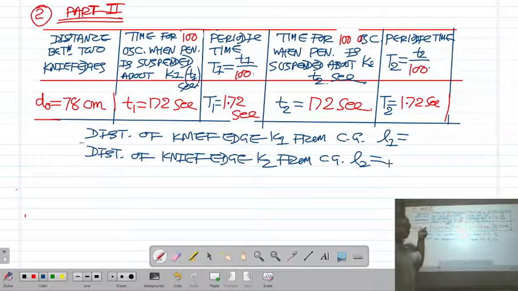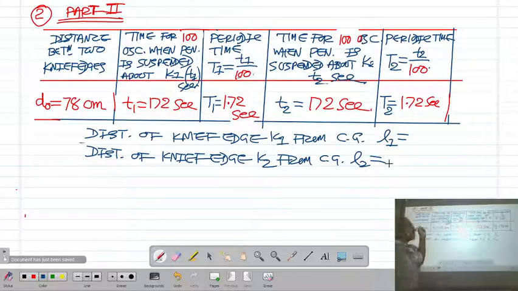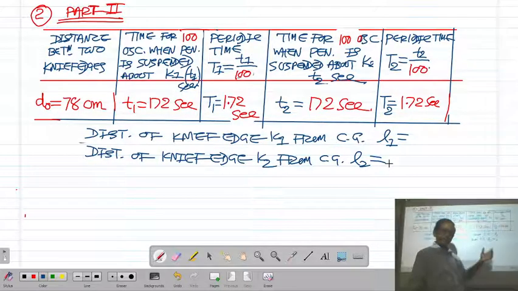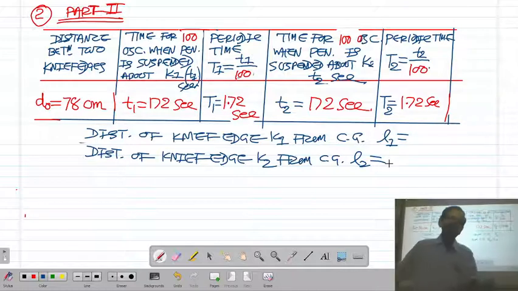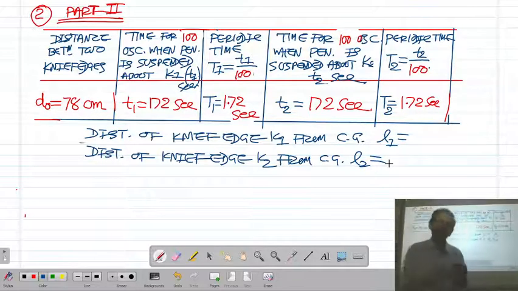Now, when the distance between knife edges K1 and K2 is 78 centimeters, you take the Kater's pendulum and put it on the horizontal knife edge. Put the Kater's pendulum on the horizontal knife edge, and find the center of gravity where the pendulum is balanced.